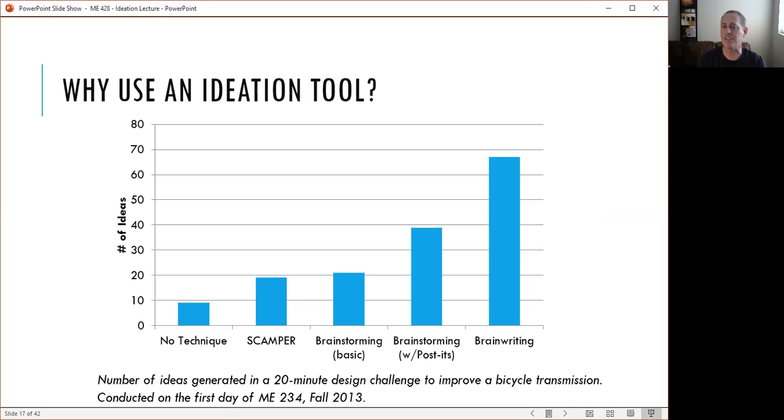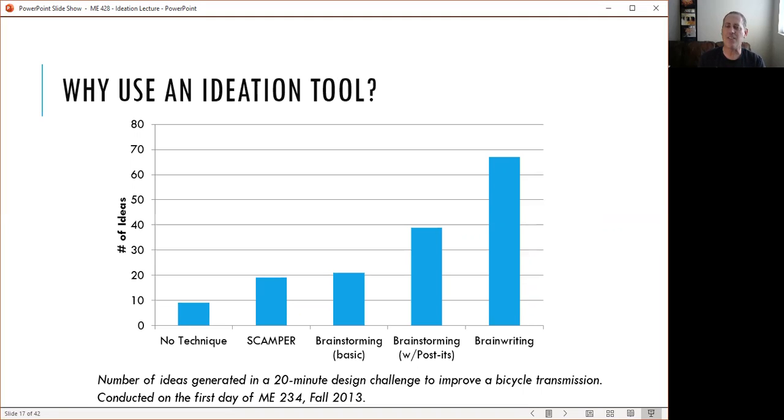And I was astonished at these results. So it was averaged across teams. The no technique had very few ideas. That did not surprise me. I've certainly heard of this a lot. SCAMPER and brainstorming were similar. SCAMPER theoretically could do better, but there was no real training for it. Brainstorming did not do as well as I had expected. It was only double, no technique at all.